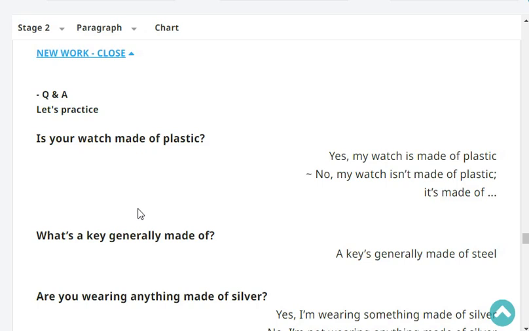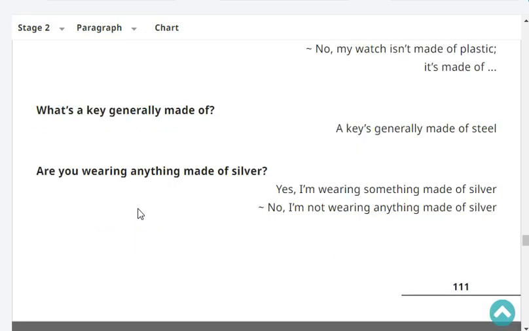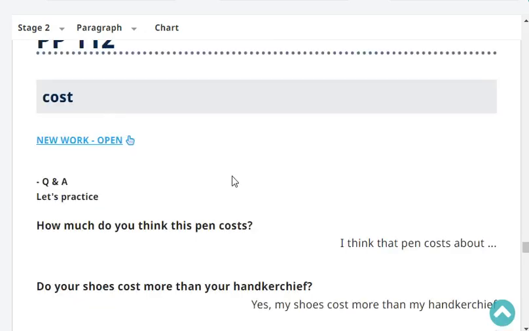What's a key generally made of? A key is generally made of steel. Very good. Are you wearing anything made of silver? Yes or no? No, I'm not wearing anything made of silver. Very good.